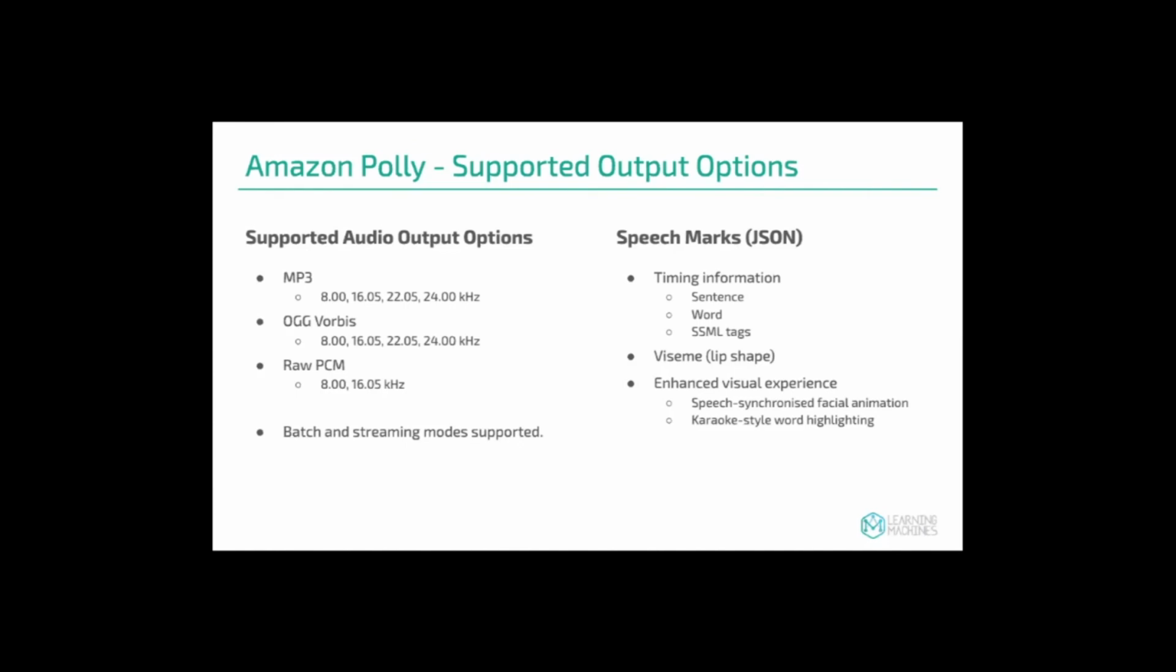However, there's not a one-to-one mapping between phonemes and visemes. If you have different letters, let's say a P and a B, both of them would have the same lip shape, but they could sound quite a bit different. And so these visemes are used to enhance the visual experience for the user. For instance, if we talk about character animations, these visemes would be used to do real-time character animation.